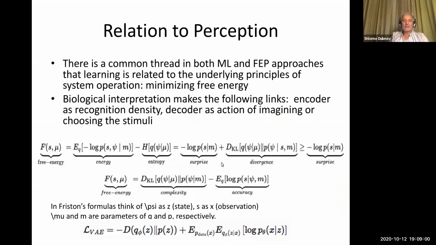So this is slightly from a different article, and again a slightly different presentation, but this is also Friston's paper. So here's basically a common thread in both machine learning and the free energy principle approach: learning is related to minimizing free energy, where the free energy is some kind of a strange equation that could be written in all of these different forms. You can think about this as energy minus entropy, and it's written in a very specific way. Then you rewrite these probabilities and you get surprise and divergence. Or you can write this in another way and get complexity and accuracy.